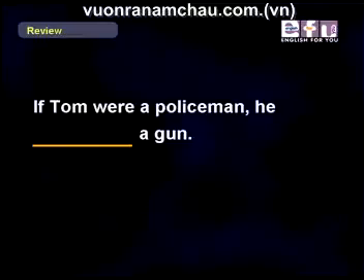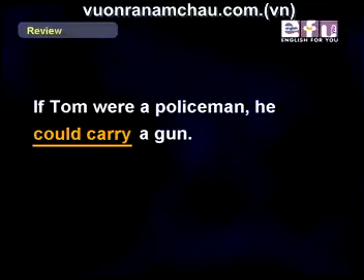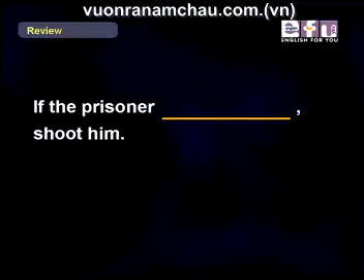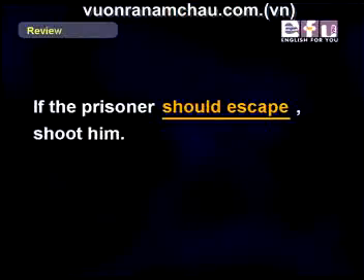If Tom were a policeman, he, something, a gun. Okay, what do you think, Monica? If Tom were a policeman, he could carry a gun. Okay, good. Good work. Rosa, here's yours. If the prisoner, something, comma, shoot him. Very dramatic. If the prisoner should escape, shoot him. Okay.